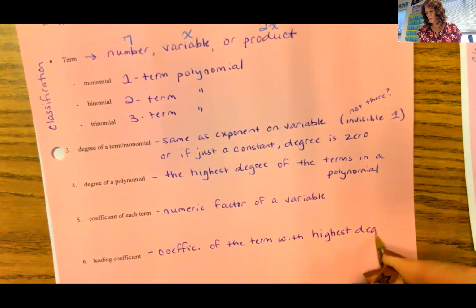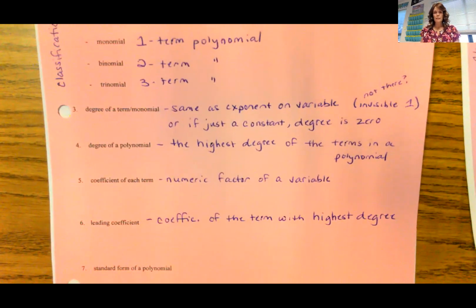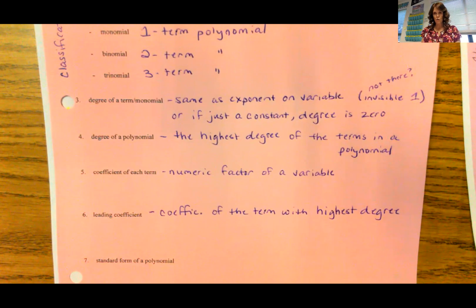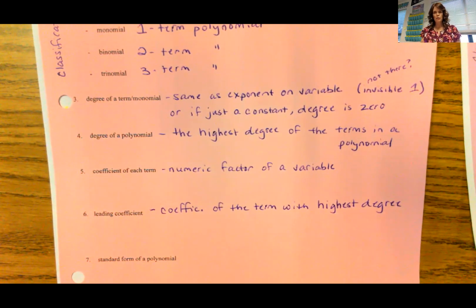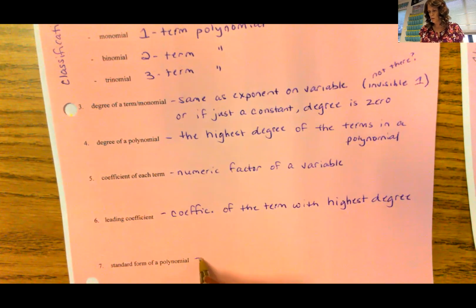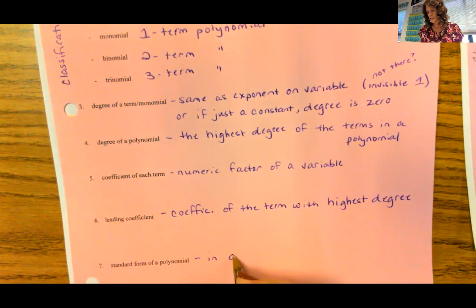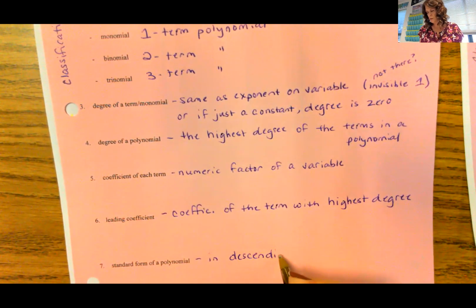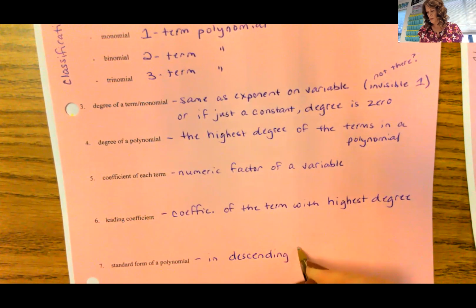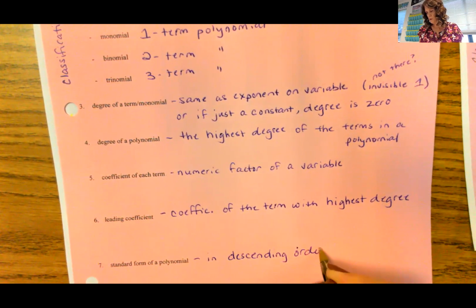And that really leads well into this last one, which is standard form. If we have a polynomial that's in standard form, the leading coefficient is going to be in front because it is going to go in descending order by degree. So standard is in descending order by degree.